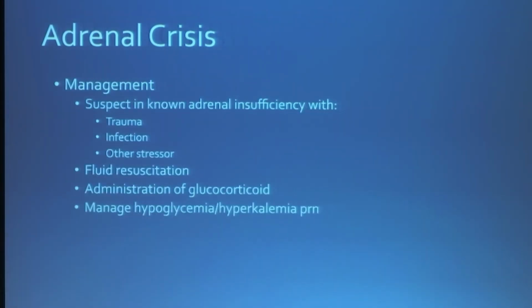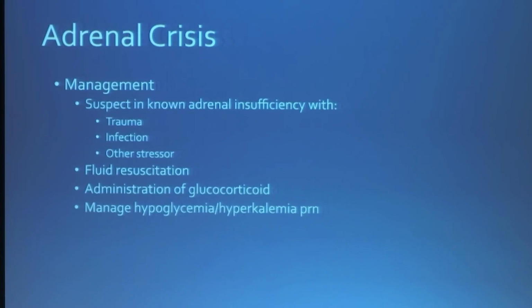So most of the time your history will tell you that this person is going to be in an adrenal crisis, because you look at their medications and they're taking high doses of steroids. Or the parent says, yeah, the kid doesn't have any normal adrenal function. So you suspect it in a known adrenal insufficiency with trauma, infections, other stressors, nausea, vomiting, diarrhea, anything where they can't take their normal stuff.